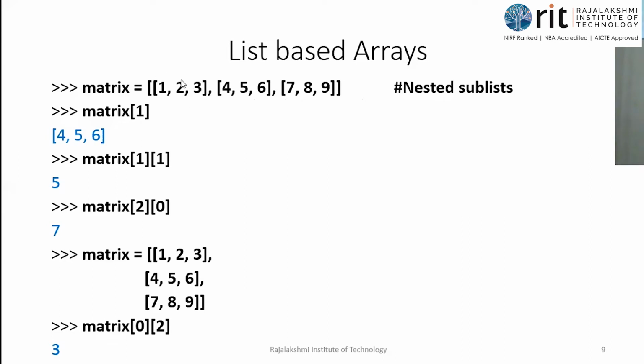First element is of type list, and the list is 1, 2, 3. Second element is of type list. There I have 4, 5, 6. And third element again is of type list. There I have 7, 8, 9. So there are only 3 items in matrix. The first item has 3 values because that is of type list. Understand. So it is a nested sublist or nested list.